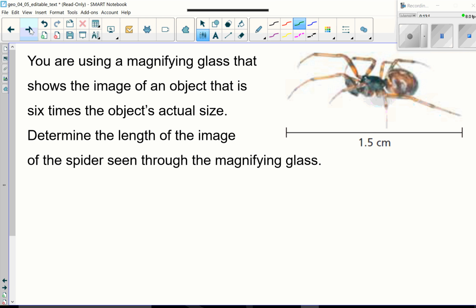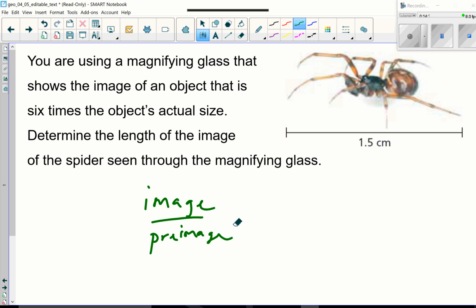Okay, one more here. Again, we're going to take image over pre-image, or actual. The problem says you're using a magnifying glass. It shows the image of the object that is 6 times the actual size. Determine the length of the image of the spider shown through the magnifying glass. Okay. So again, we want to magnify.